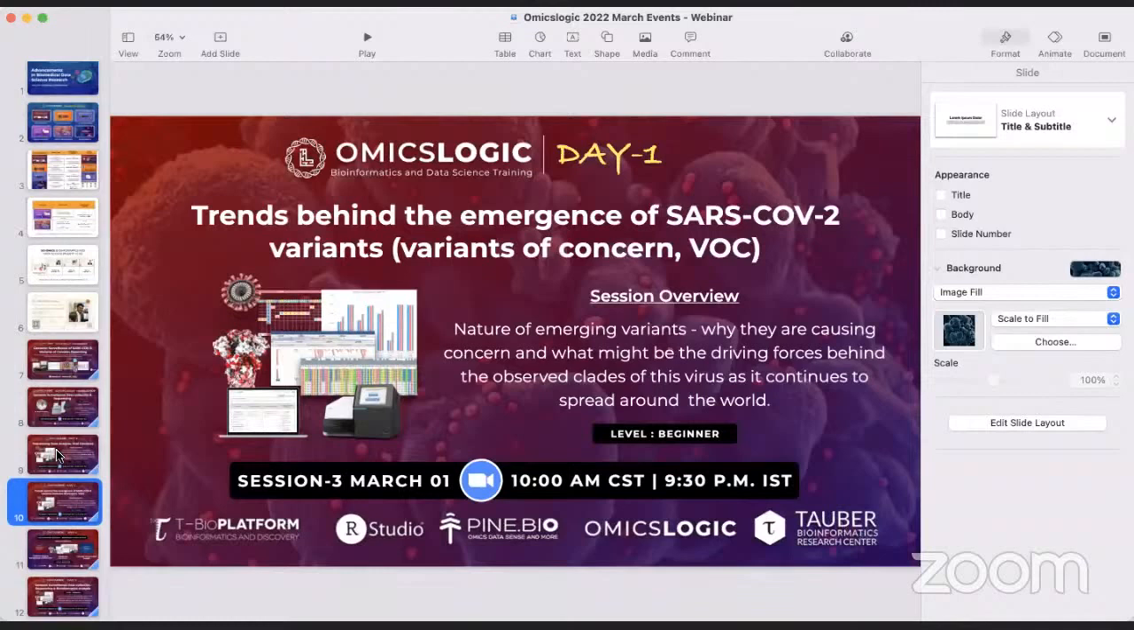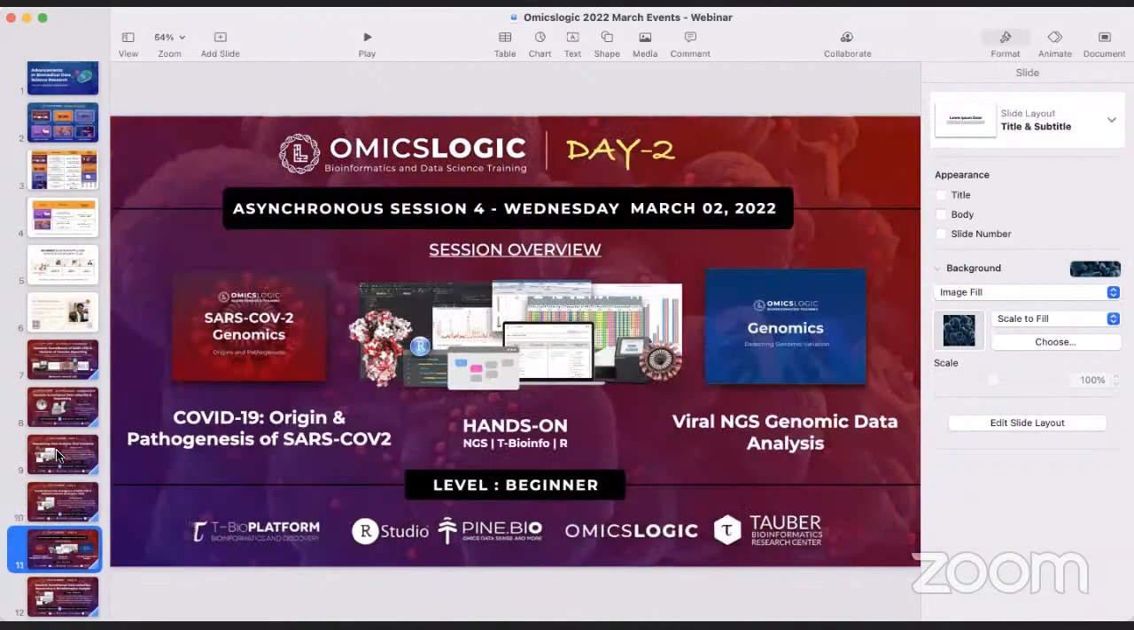CST, where we will start to discuss the nature of emerging variants, many of which we discussed in today's webinar, but in much more depth and in the context of the data set that we are analyzing at that point in time using the bioinfo platform. After all of those sessions on day 1, many of those who join these workshops will also be exploring as participants.